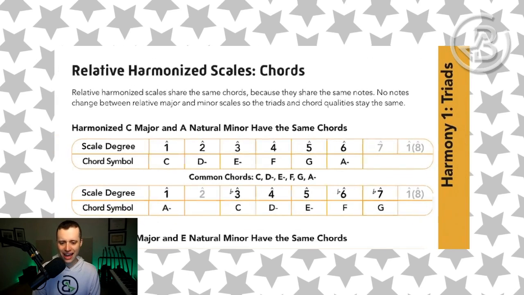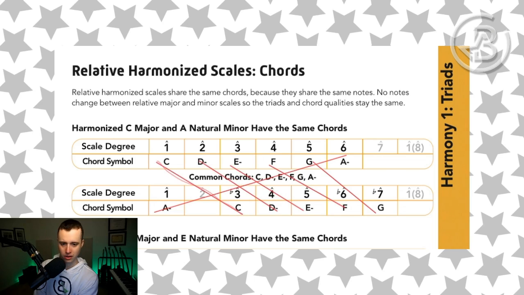That's all the chords we have, which means, sure enough, that all the chords in a harmonized A natural minor scale and all the chords in a harmonized C major scale are exactly the same. And the reason for this, as you may remember from the previous lessons where we talked about relative keys and relative scales, is that they actually share the same notes.